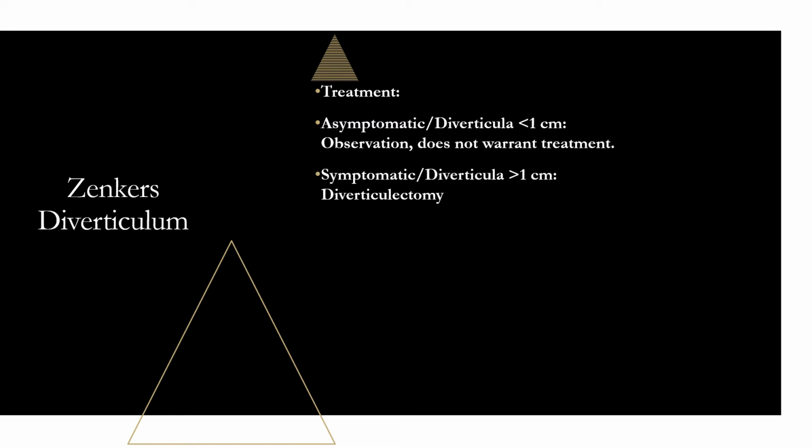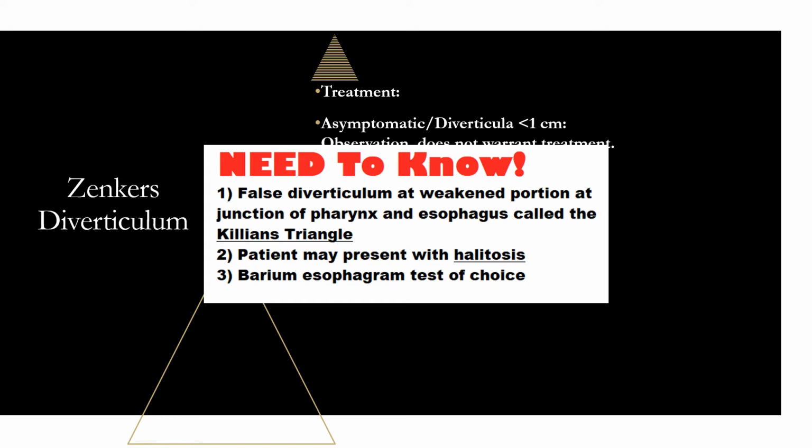So again, that's Zenker's diverticulum. What do you need to know? You need to know that this is a false diverticulum at a weakened portion at the junction of the pharynx and the esophagus, known as Killian's triangle.